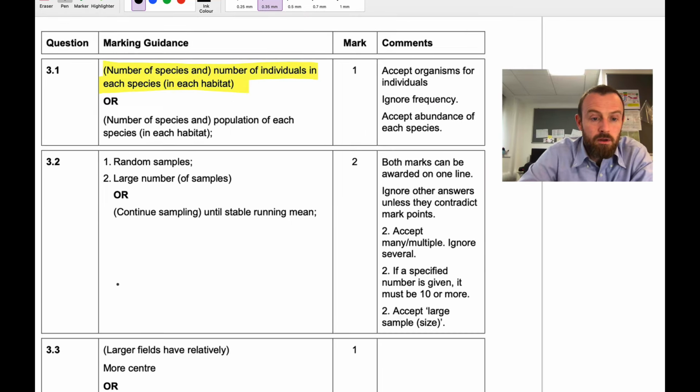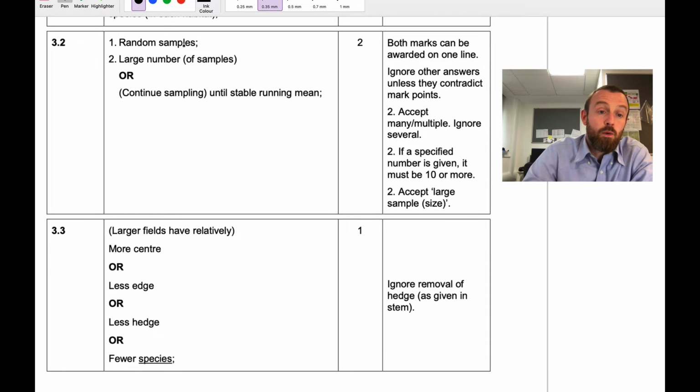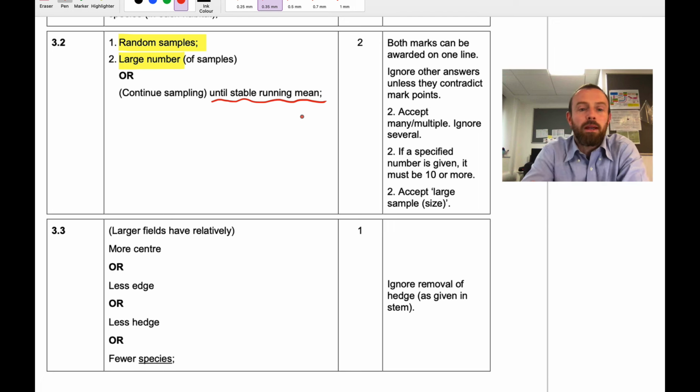The mark scheme. So first of all, how can we make sure the sample is representative? We're looking for random samples, and we're looking for a large number of sample sites. This way of saying it is interesting. I doubt anyone would have said this, but basically if you keep doing sampling and you're working out an average biodiversity, and then if you keep sampling more and more and more, eventually your biodiversity index is just not going to change. It's going to be very close to the true value of biodiversity. That's what that means.